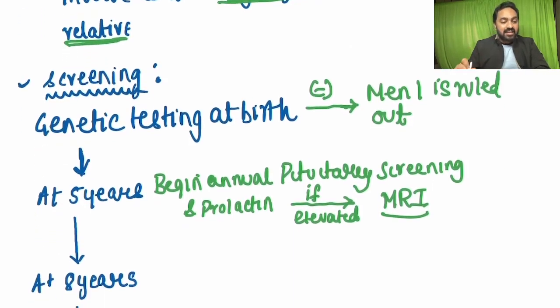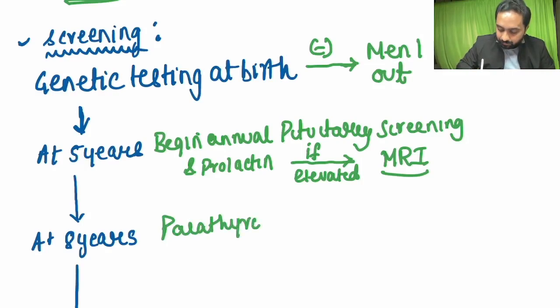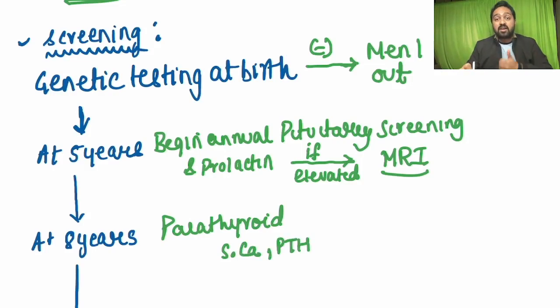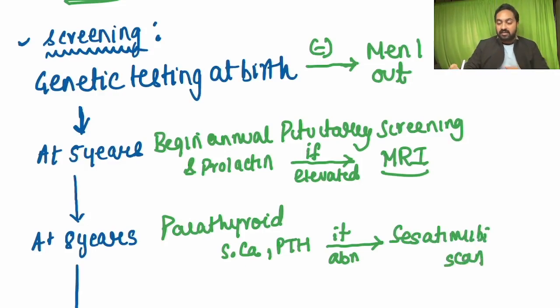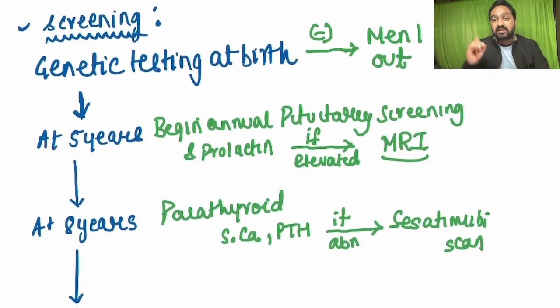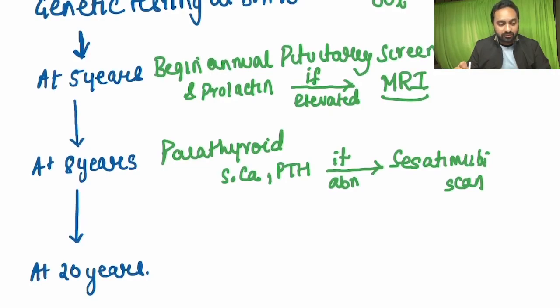Then at the age of 8 years, we begin the screening of the second P over here. The second P would be over here, the parathyroid screening. How do we begin it? With serum calcium and PTH levels. Now again, if this is elevated, if this is abnormal, right, abnormal and elevated, then what do we go for? We go for SESTAMIBI scan, right?